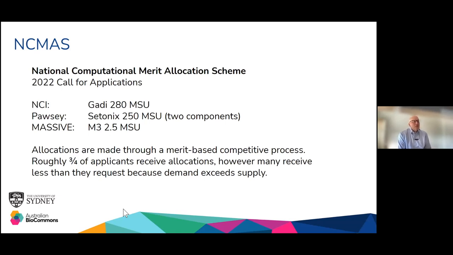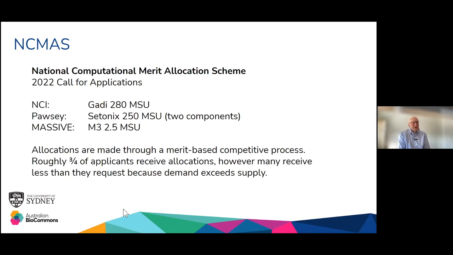So for the 2022 call, which has just been opened today, there are three facilities offering resources. NCI will offer 280 million service units for calendar year 2022 on Gadi. Pawsey, with Setonix spinning up next year, will offer 250 or thereabouts million service units.